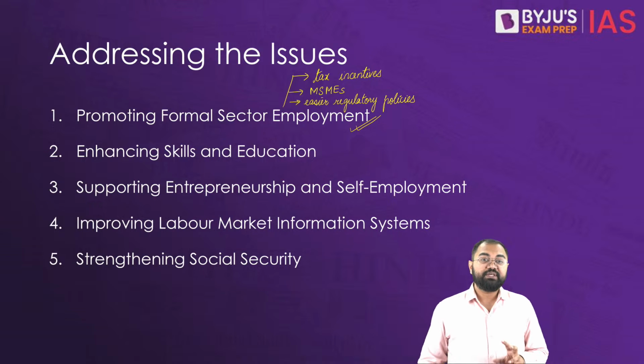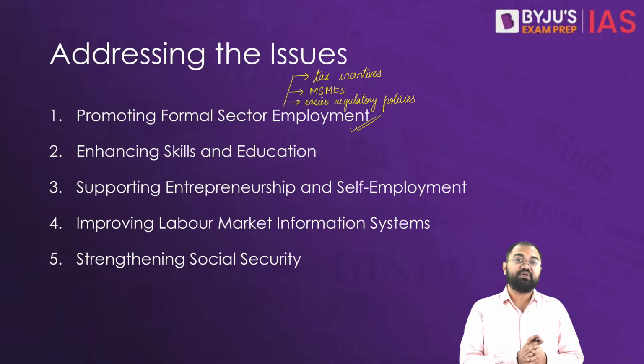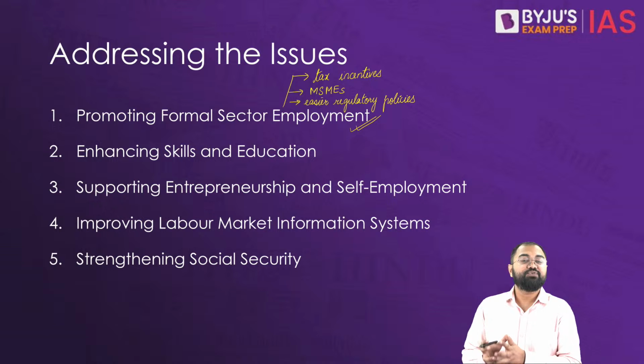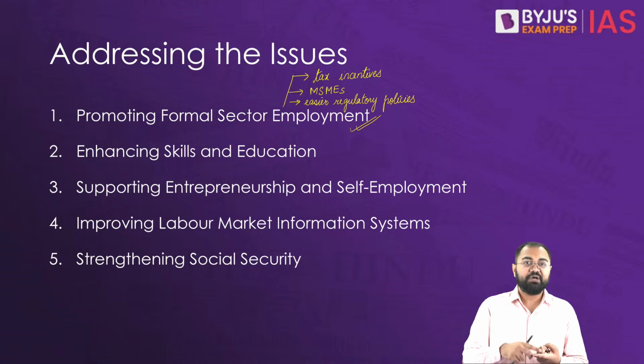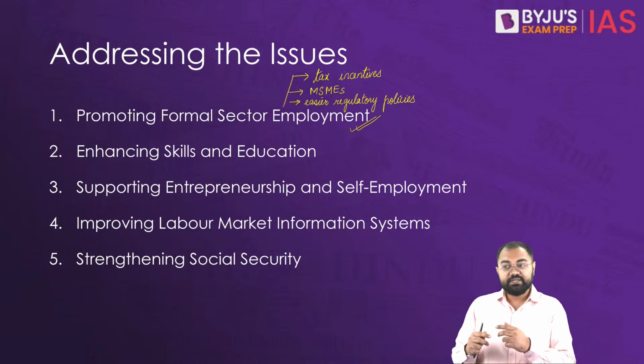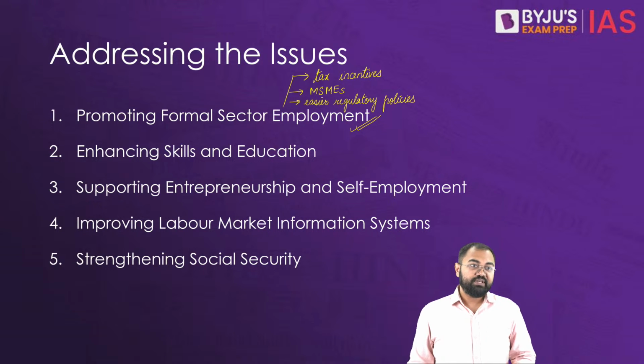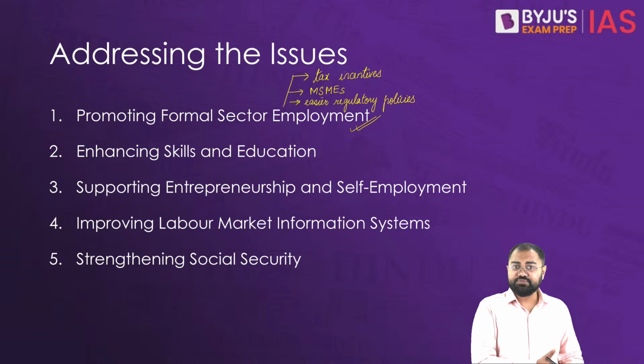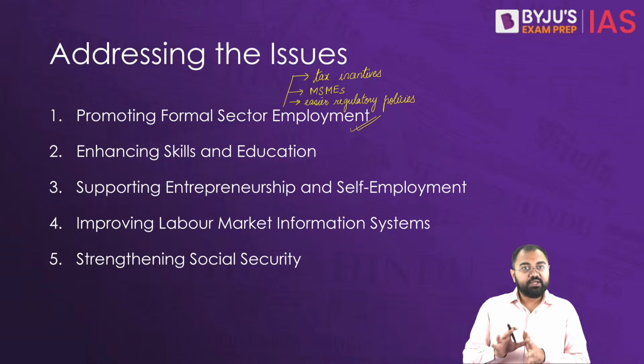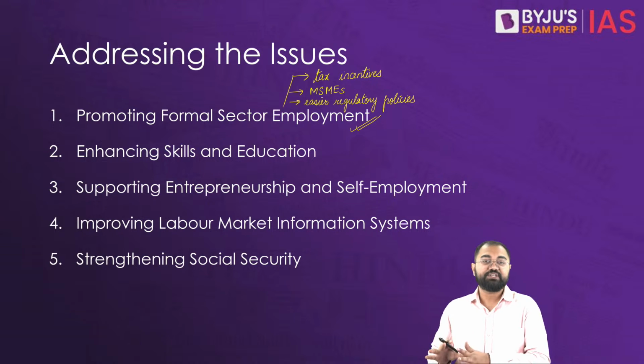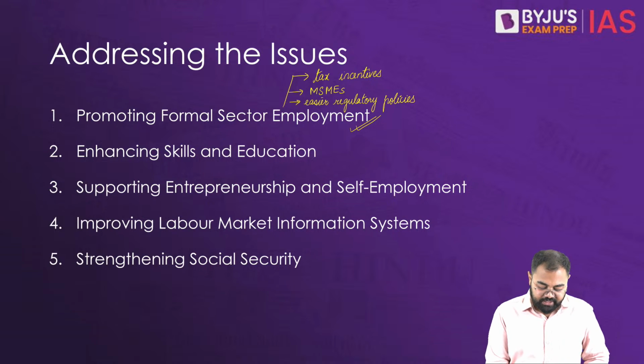Then enhancing skill development and education. Overall, vocational training and education become very crucial. We have to strengthen the vocational training programs so that they are aligned with the needs of the industry and focus on emerging sectors such as nuclear, renewable energy, digital technology, or all the services that are going to drive future jobs. For example, even artificial intelligence. So we need to ensure that we have vocational training in all these upcoming areas.